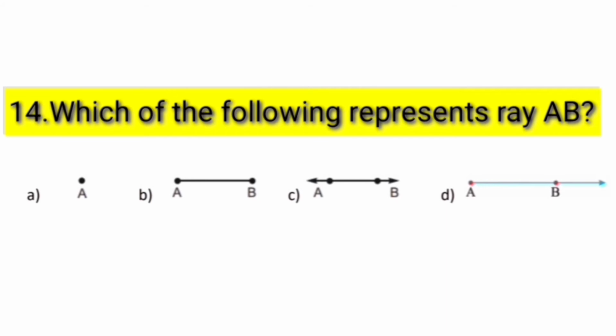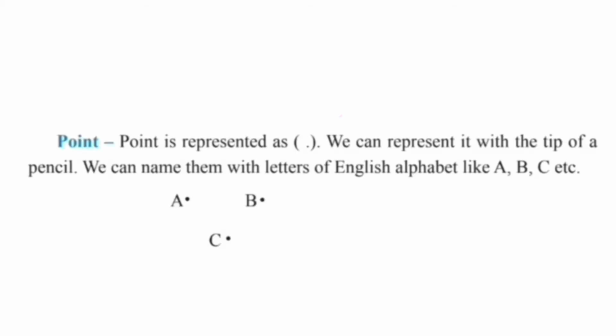Dear students, let's solve question number 14. Which of the following represents ray AB? We are given 4 options here. We have to tick mark the correct option. Dear students, look at option A. This is a point. Point is represented as a dot. We can represent it with the tip of a pencil. We can name them with letters of English alphabet like A, B, C, etc.